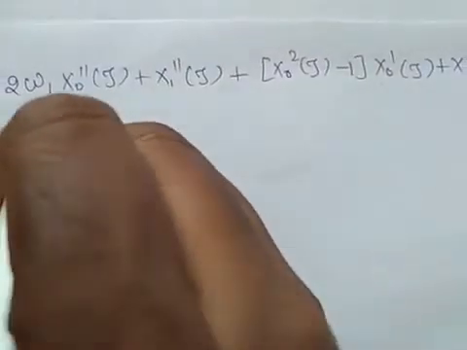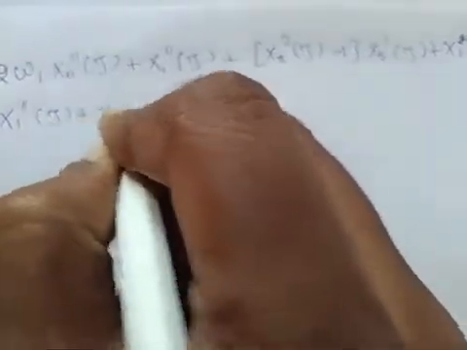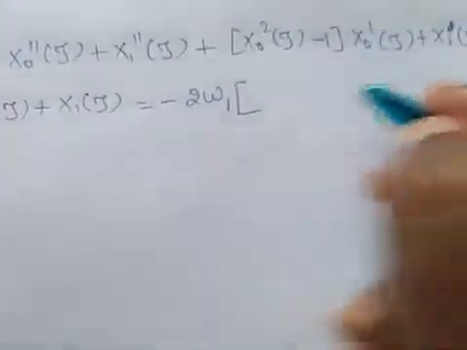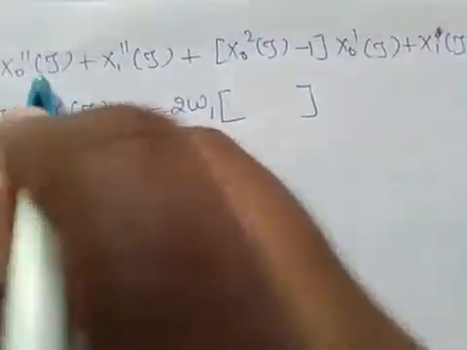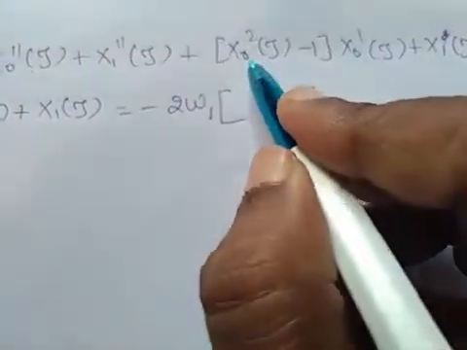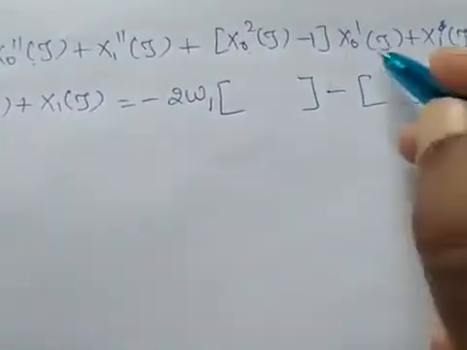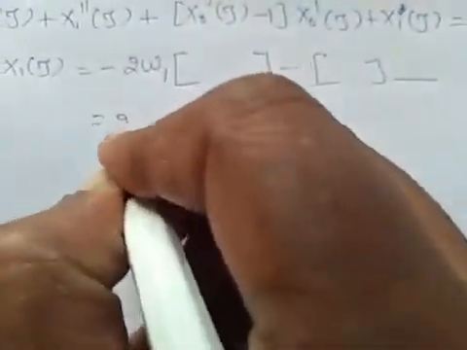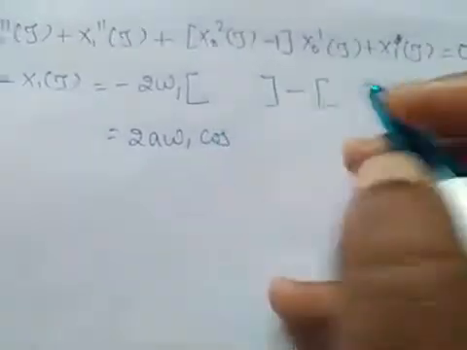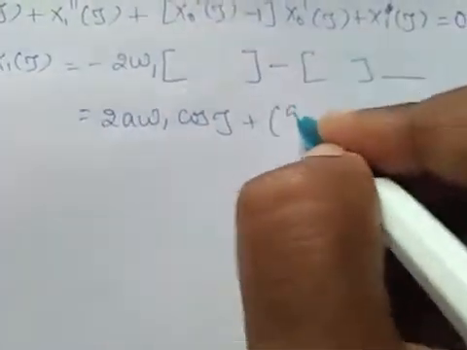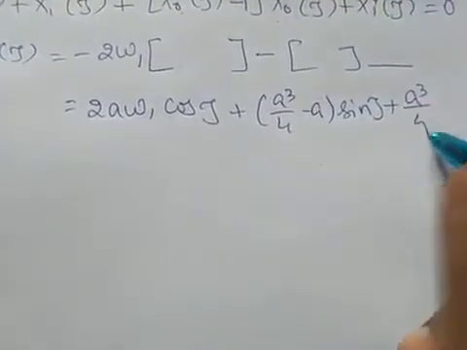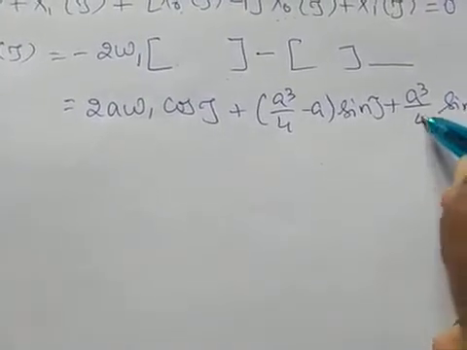So, what is our x1 double dash of tau plus x1 of tau equals minus 2 omega 1. Differentiate x naught twice and substitute here. Similarly, substitute this term and differentiate x naught, we will get this. Just mathematical simplifications, we will get 2a omega 1 cos tau plus a cube by 4 minus a sin tau plus a cube by 4 sin 3 tau after mathematical simplification.